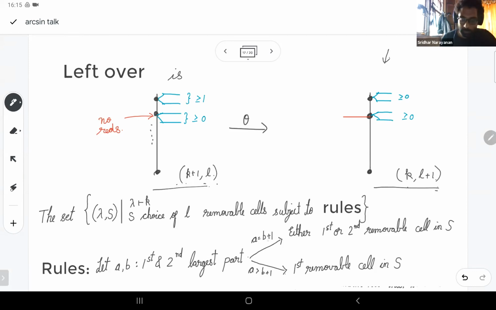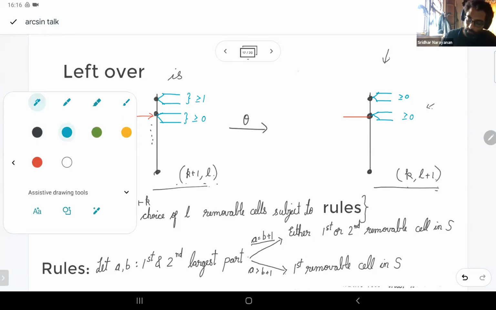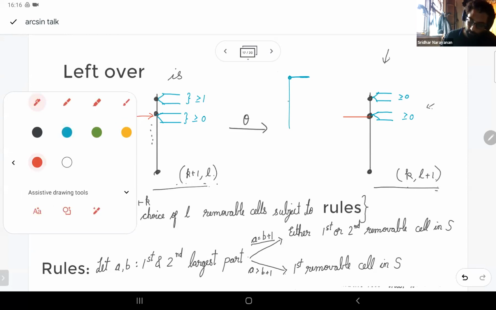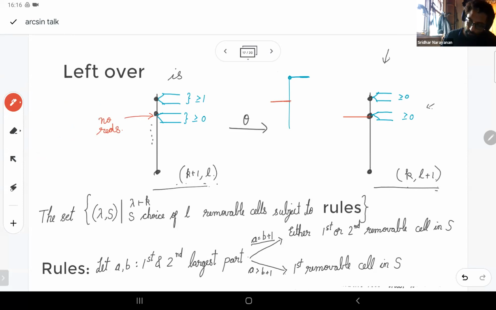If A is exactly equal to B plus 1, we are in a situation like this where either the first or the second removable cell is in S. So either this thing is red or the thing above it is red. Okay. This particular thing can only occur when A equals B plus 1. You cannot have, for example, a blue line here and then somewhere here a red line. So this is not one of the figures that will occur.